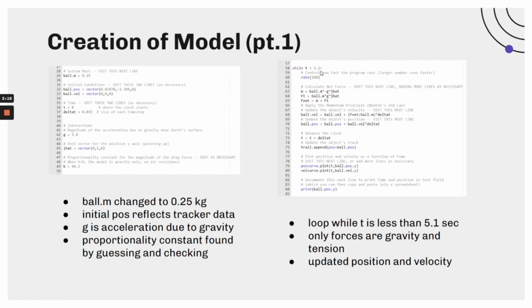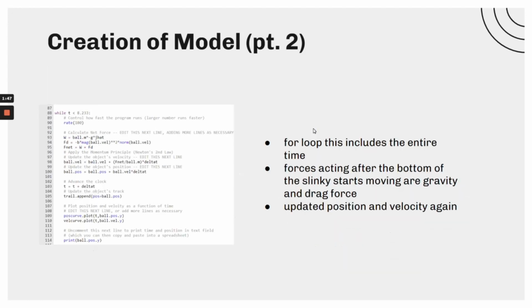In the first calculation loop, I set t to be less than 5.1. 5.1 seconds was when the bottom of the slinky started to fall by itself, versus at the beginning when it's not falling. Before the slinky starts to fall by itself, the net force is a combination of the weight force due to gravity and the tension force in the slinky, which are equal and opposite. Then, using the momentum principle, the velocity and position were updated with these formulas here.